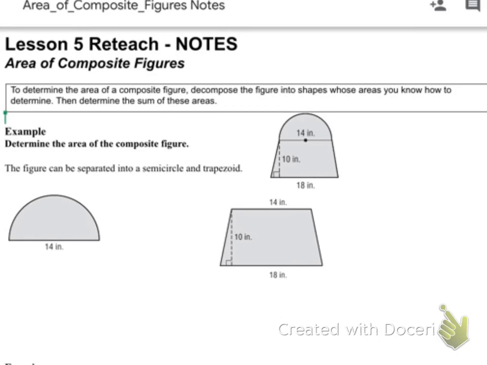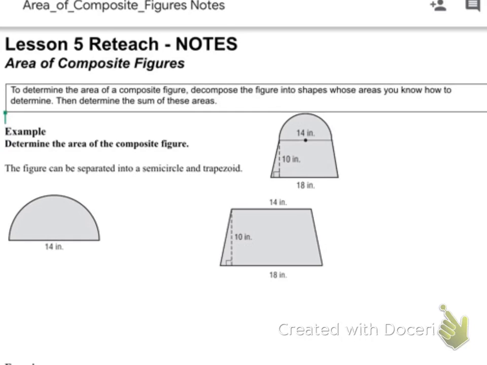Okay, this is a lesson about the area of composite figures. We will be looking at composite figures. We will be identifying the shapes that they make up. We'll be adding them together and getting a total area.